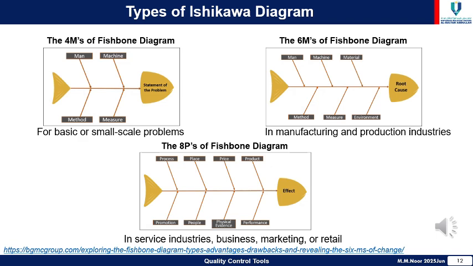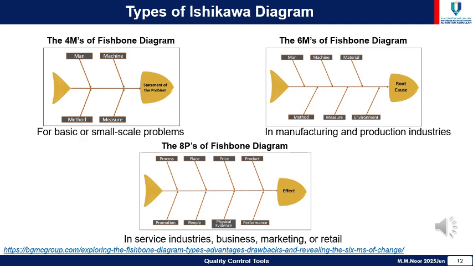So these are the types of Ishikawa diagram, which are the 4 M's of fishbone diagram, 6 M's of fishbone diagram, and 8 P's of fishbone diagram. The 4 M's of fishbone diagram is actually a streamlined version of the Ishikawa diagram, focusing on 4 critical factors, which are man, machine, method, and measure. And the 6 M's of fishbone diagram is usually used in manufacturing and production industries.